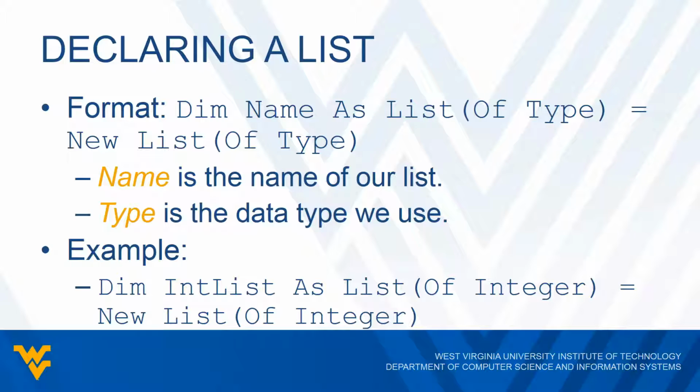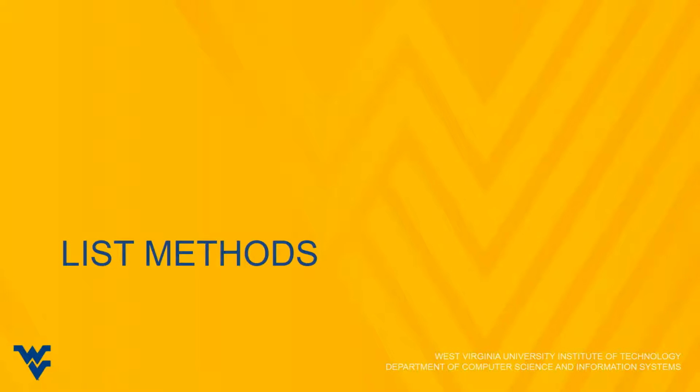I should also mention that this type can actually be any type. We can have lists of integers, doubles, we can even do images, strings, and even buttons. So we're not limited to just the basic data types for these lists. They can be any type that we want. We'll now take a look at some of the methods we can use for lists.